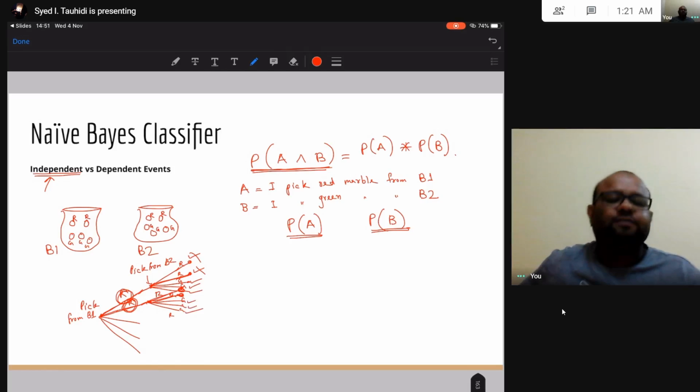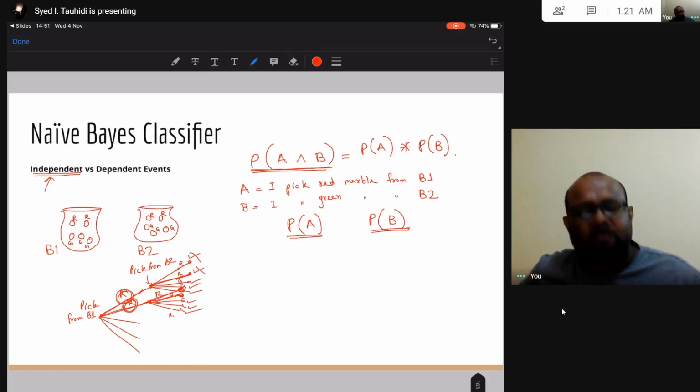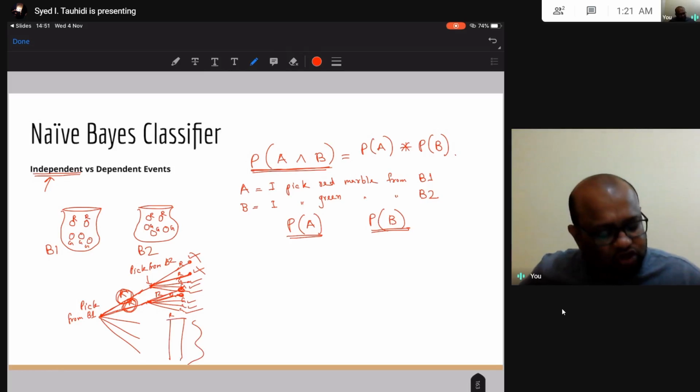These are 6 events out of these 25 possible events. The rest of the 15 events I am not showing. So these 6 events are of my interest, right? So 6 out of 25, and I could have arrived at that using this. What is the probability of A? What is A? I pick a red marble from bag 1. There are 5 marbles in bag 1, 2 of them are red, so probability of A is 2 out of 5. What is probability of B? B is I pick a green marble from bag 2. So probability of B is 3 out of 5.